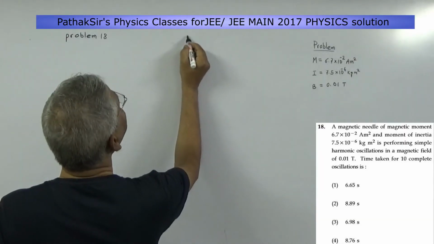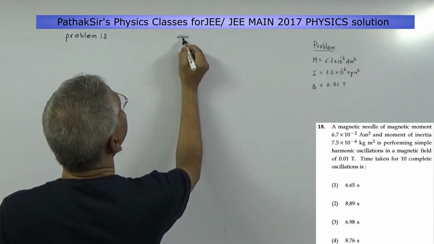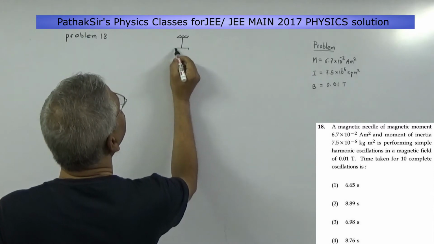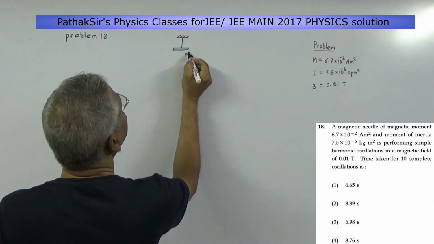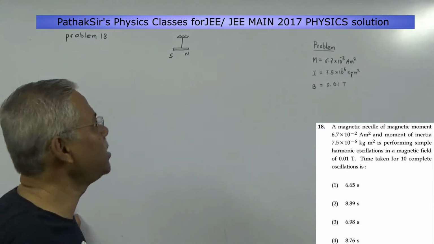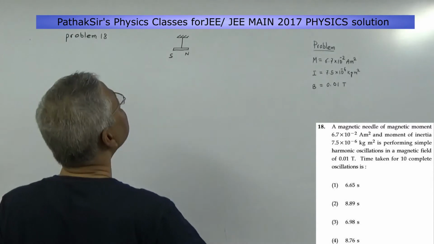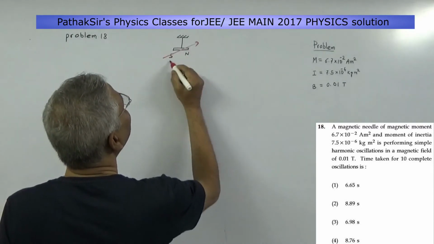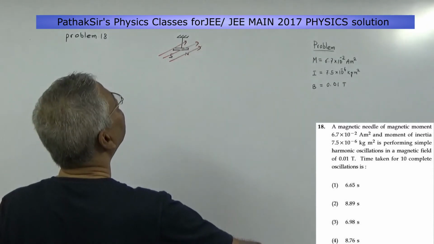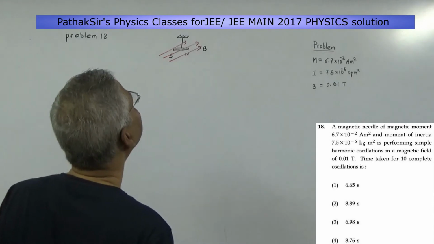Magnetic needle, north pole, south pole. It is placed in a magnetic field. So in this direction there is a magnetic field. So the magnetic field will exert force on the magnetic poles.